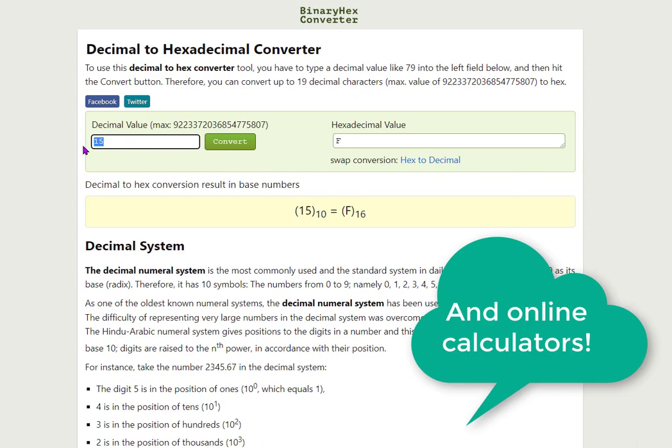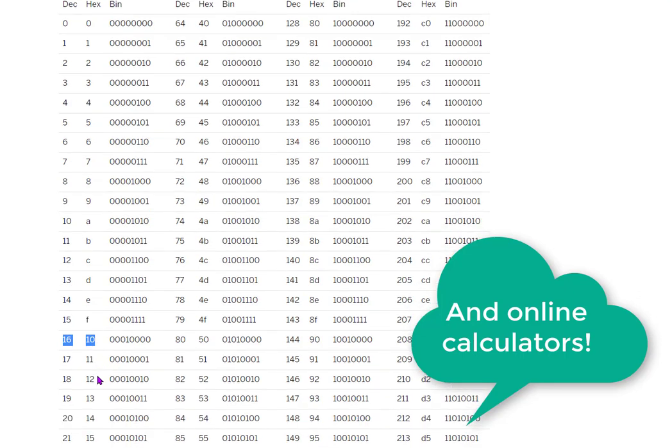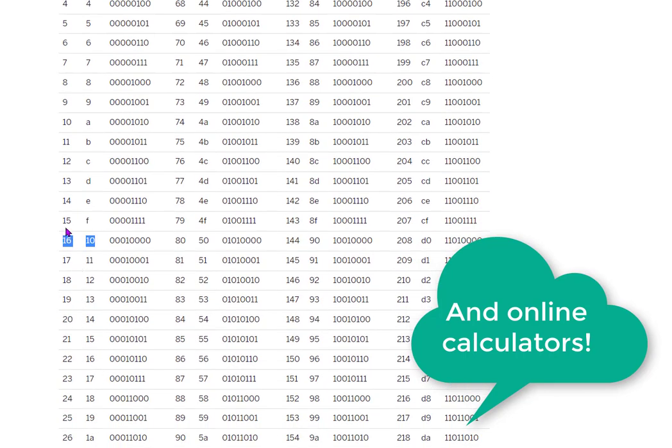We put in 15 and we get F. How do we get F? Because the hexadecimal equivalent of 15 is F. It's right before it starts over. Well, not quite start over, but it's before it gets to 10. So 16 is 10, 15 is F.